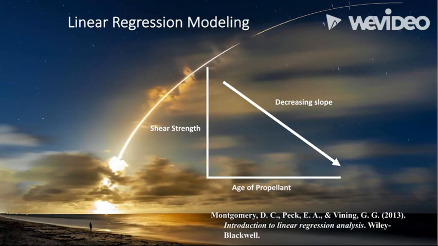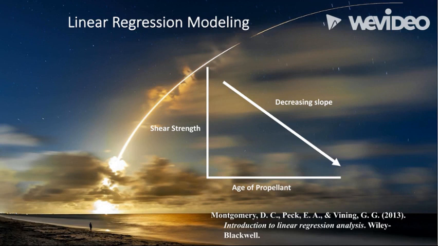Engineers from a rocket motor manufacturer use simple linear regression modeling to find the relationship between the shear strength between two propellants and the age of one of the propellants. From the model, it shows that there is a linear relationship and that as the sustainer propellant gets older, the shear strength between the two propellants decreases. And you can see that in this graph here.